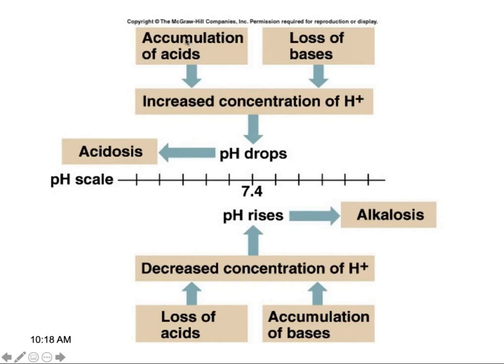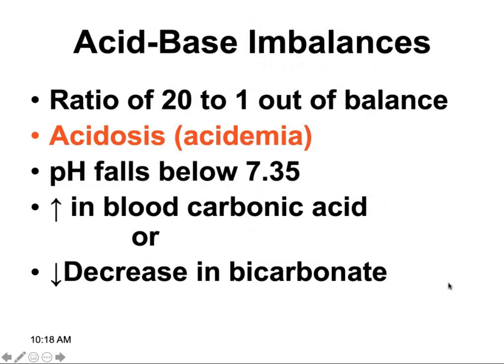When we have accumulation of acids, that leads to increased concentration of hydrogen ions. This can also happen when there is loss of bases. Both of these conditions will lead to a drop in the pH, or in other words, there will be an acidosis. You can see that the curve will shift to the left side during acidosis. On the contrary, when there is accumulation of bases or loss of acids, there will be decreased concentration of hydrogen ions. So the pH will increase, it will shift towards the right side, and we will call it an alkalosis.